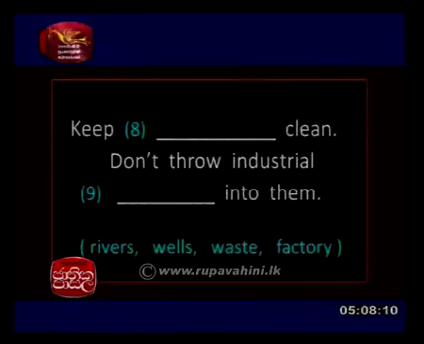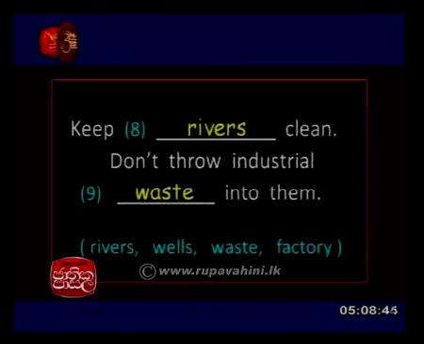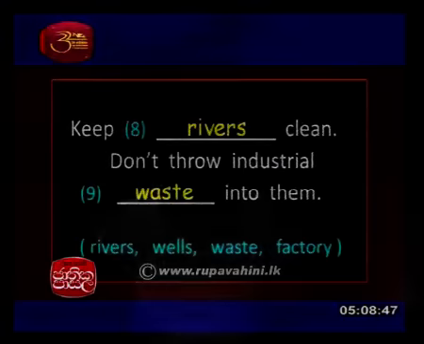Yes, Netni, can you read the question? Keep blank clean. Don't throw industrial blank into them. What are the words given? Rivers, wells, waste, factory. Right. Can you fill them with the correct words? Keep rivers clean. Don't throw industrial waste into them. Now, instead of rivers, can't we put wells? We usually don't put waste into wells.